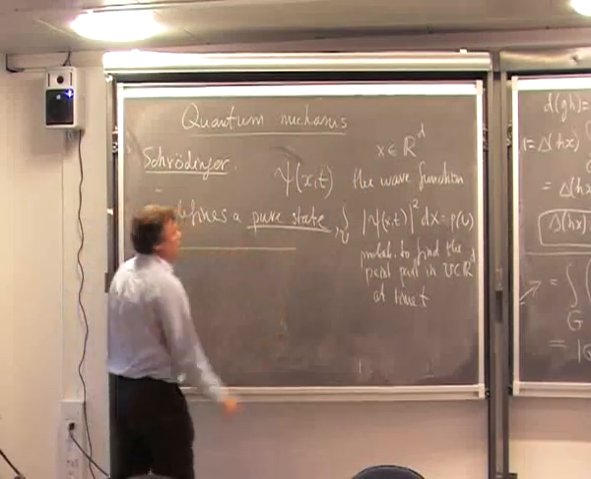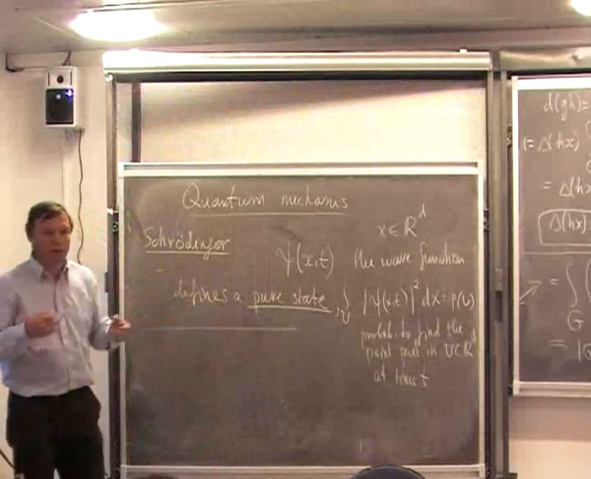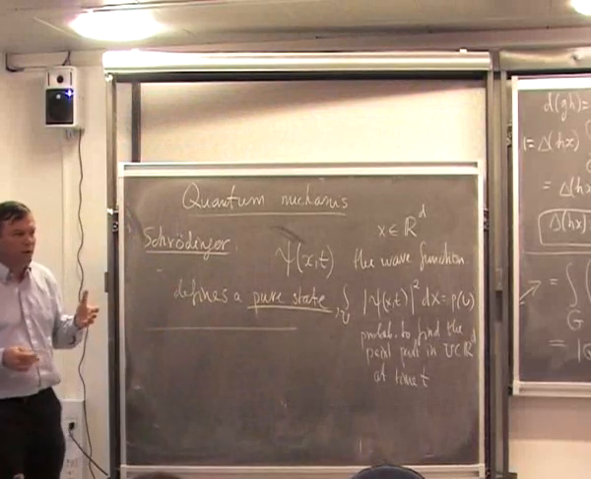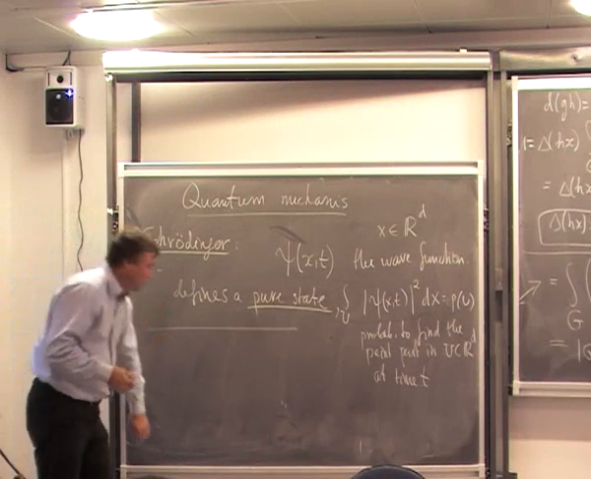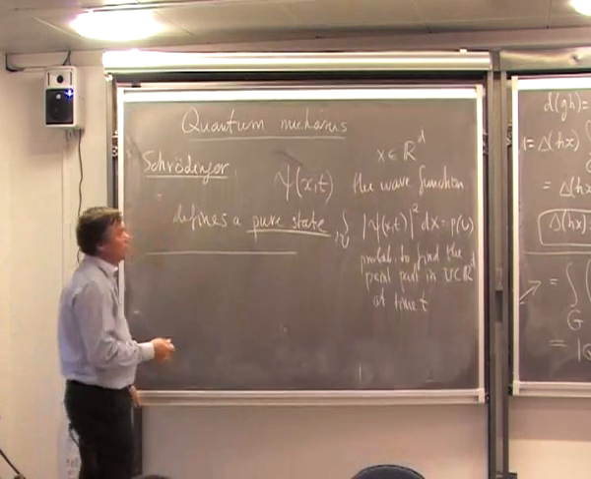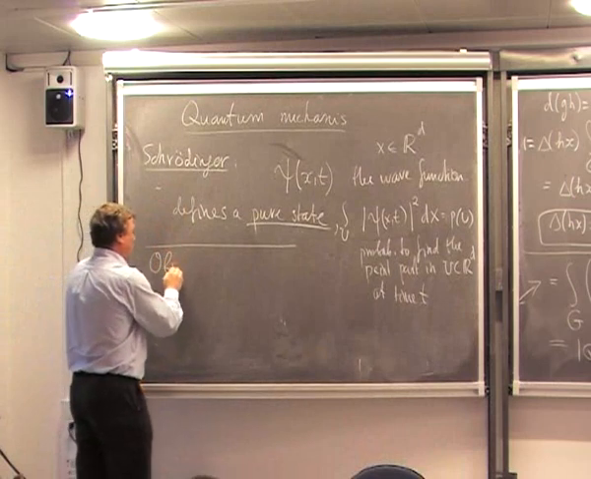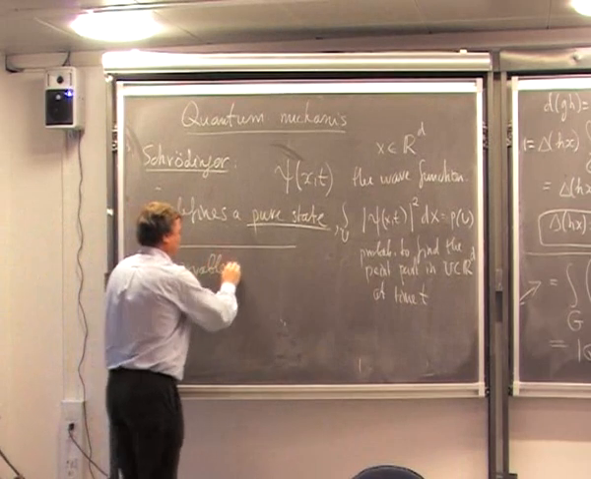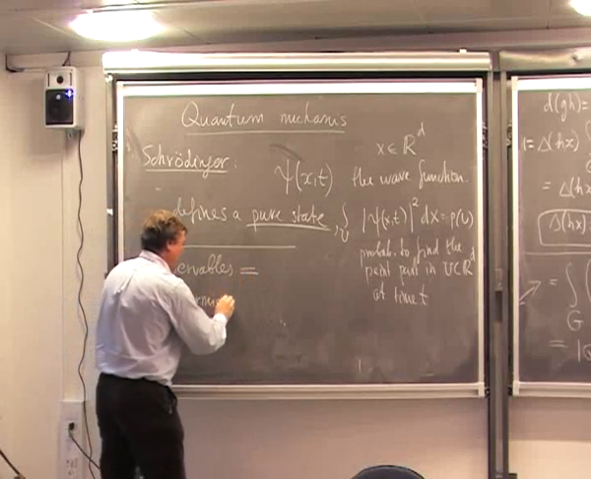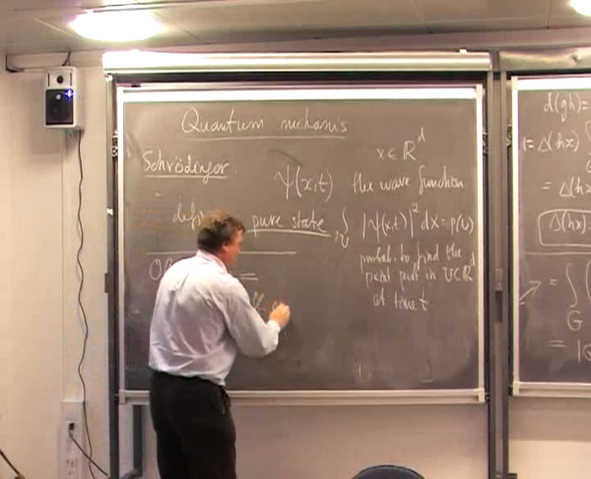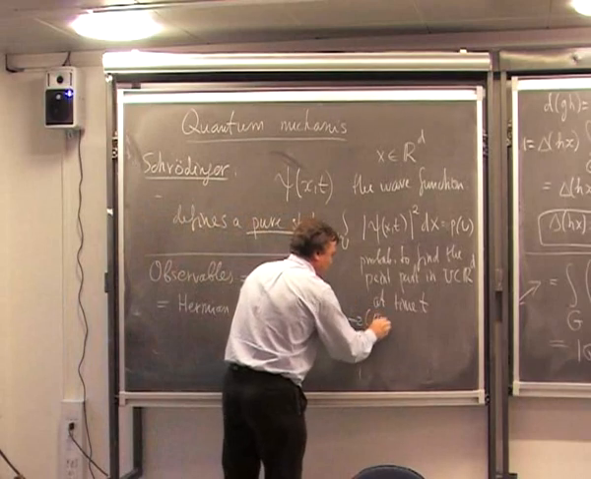Now, it's a physical theory, so in any physical theory we observe something. And so the whole idea of any physical theory is to describe the physical observations. So in this model of reality, in this theory, observables are Hermitian differential operators on L2 R^d.